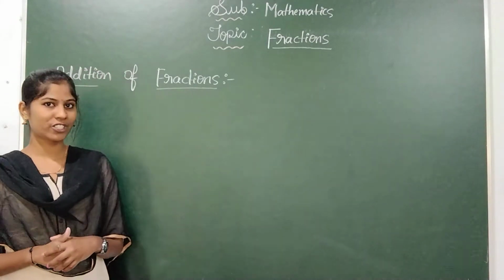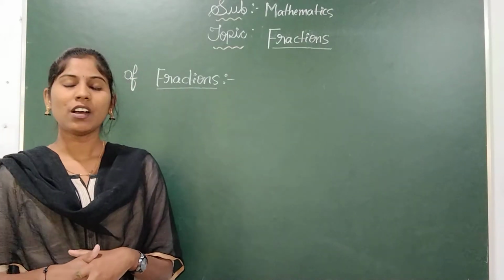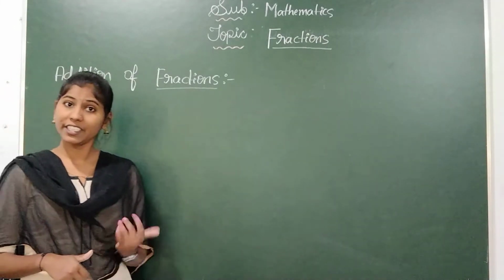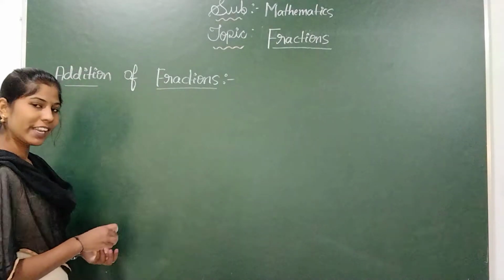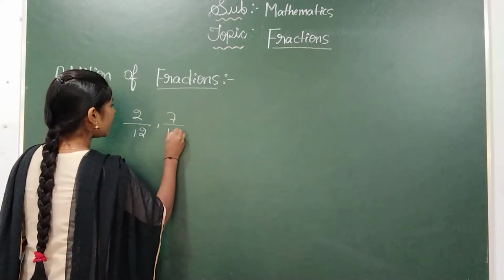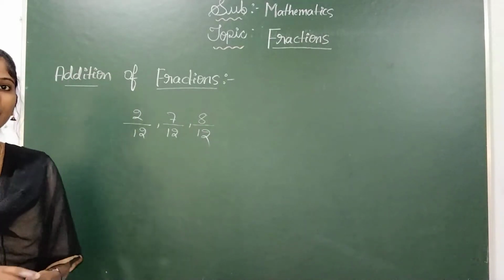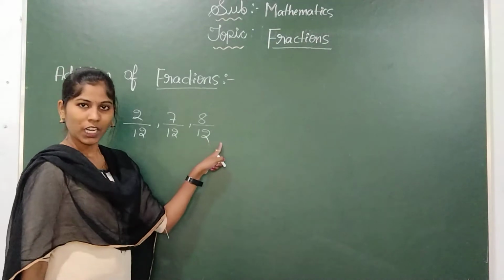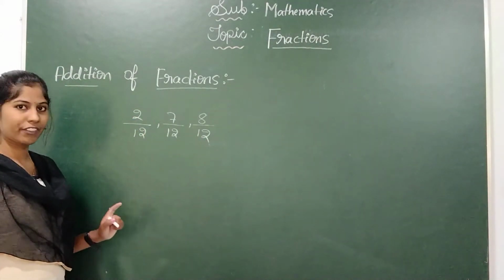What is a like fraction? Fractions with the same denominator are called like fractions. Fractions with different denominators are called unlike fractions. Examples of like fractions: 2 by 12, 7 by 12 and 8 by 12. These are all fractions with the same denominator, so they are called like fractions.